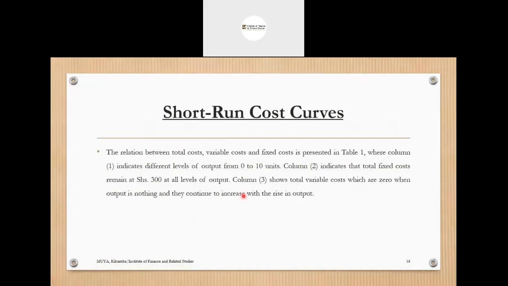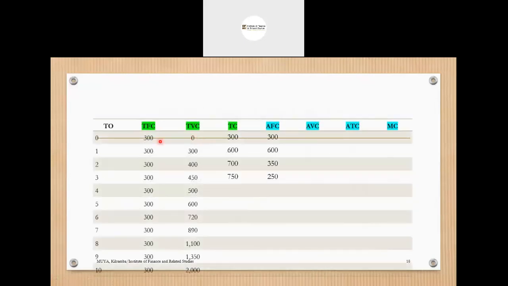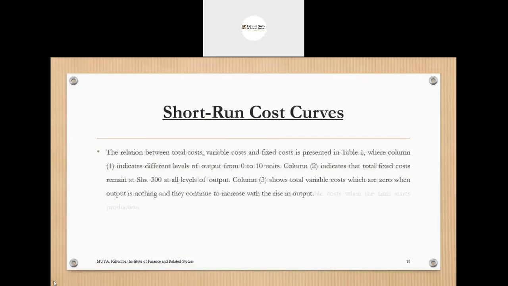And then we have column 3 that shows total variable cost, which is 0 when output is nothing, and it continues to increase as output increases. Notice about our total variable cost: when output is 0, it is 0. But it increases as output increases from 0 all the way to 2000.